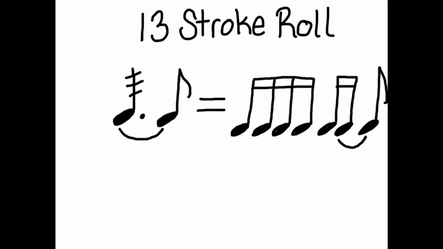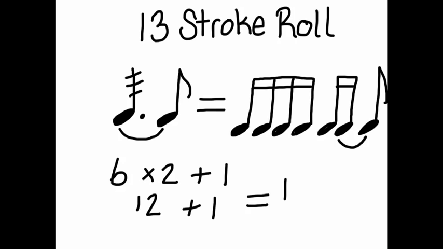And then remember our formula for finding the name of the roll. We count how many 16th notes are in the skeleton. 1, 2, 3, 4, 5, 6. Multiply that by 2, and then add 1. So that equals 13. This is a 13-stroke roll. Last but not least, we'll go over the 5-stroke roll.